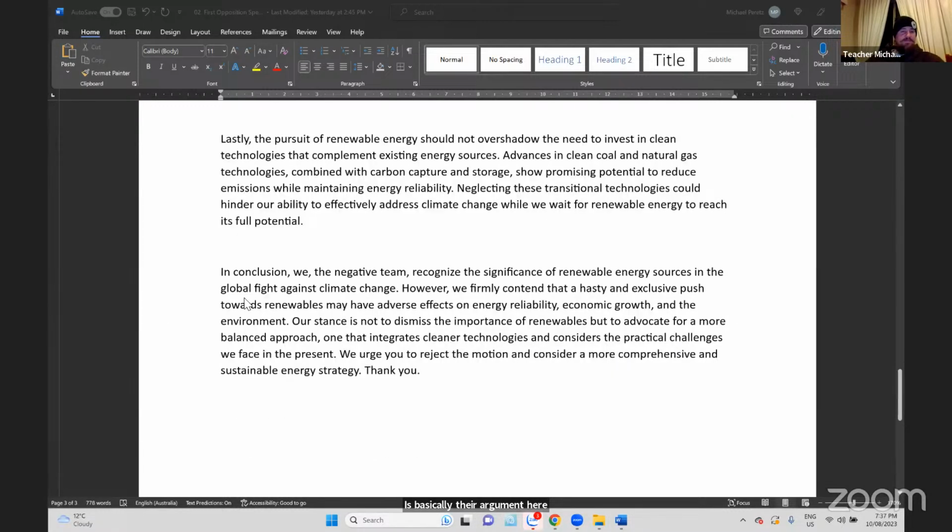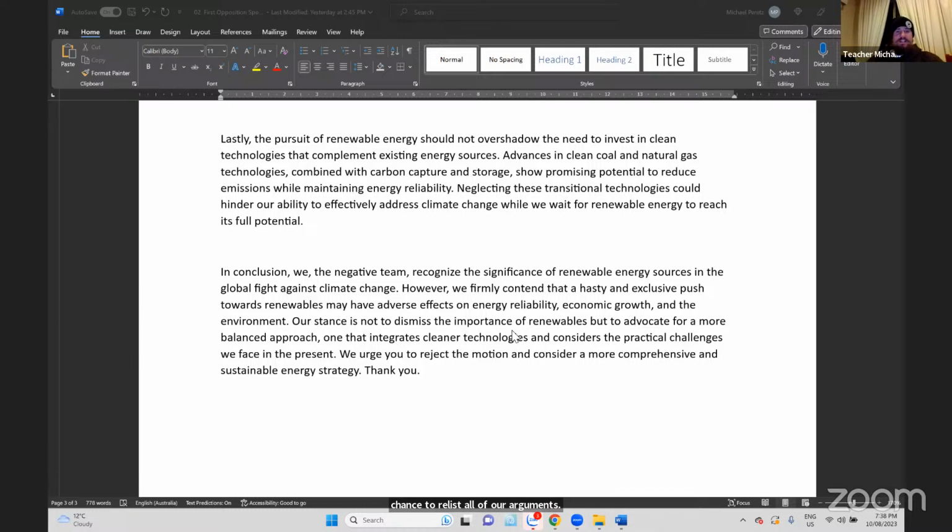And then finally, in our conclusion, we, the negative team, recognize the significance of renewable energy sources in the global fight against climate change. So we are immediately admitting that we understand our opponent's points of view, but now we're going to go on to say, however, we've got better reasons here as to why they're wrong. So, however, we firmly contend that a hasty and exclusive push towards renewables may have adverse effects on energy reliability, economic growth, and the environment. So here's our chance to relist all of our arguments.